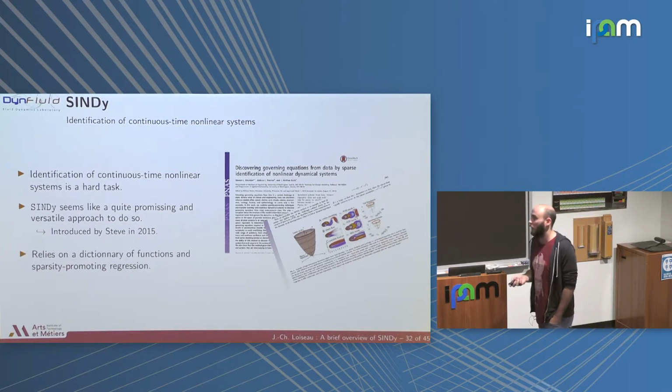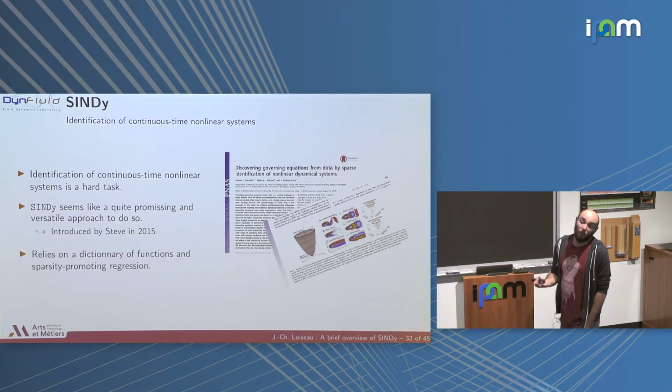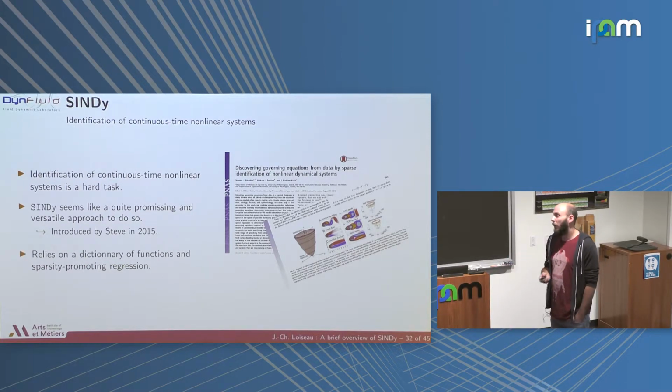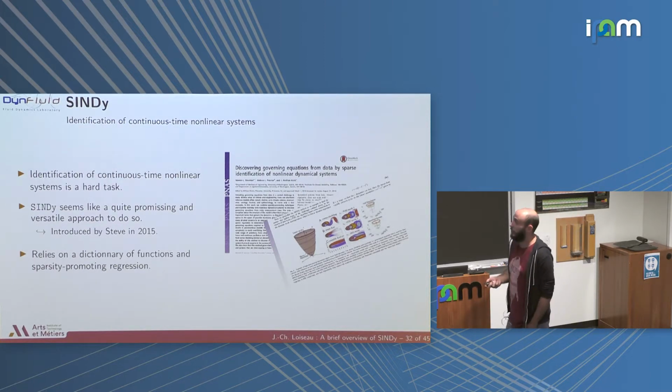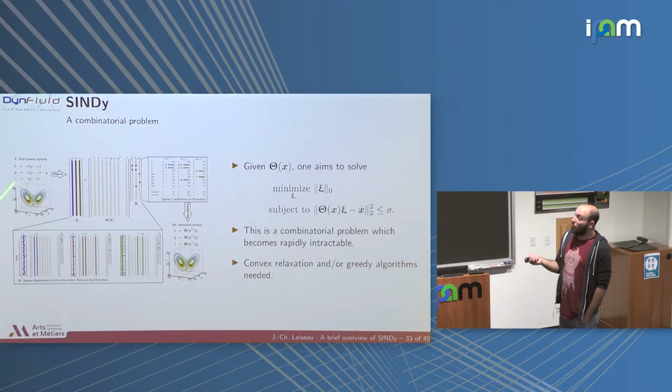Now the thing is, you can apply this idea of a dictionary, finding the smallest subset in the dictionary, not just for dynamical systems, but for any kind of data you have. So the thing is, this is a combinatorial problem, right?